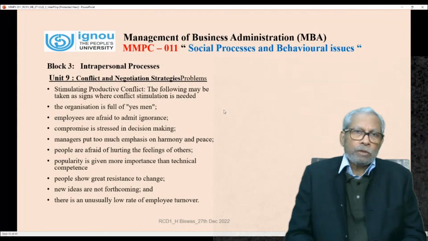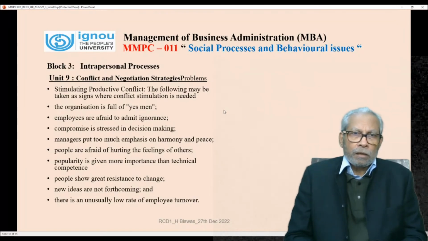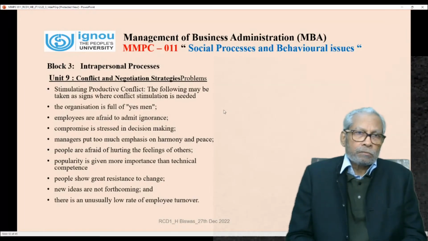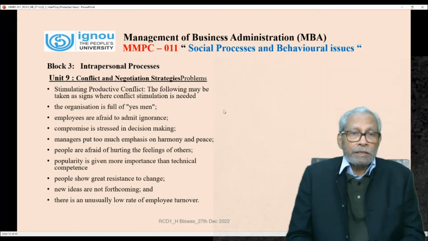So here actually we are talking about your strategy of what to do, that is, the stimulation of productive conflict. So this is the area discussed. I have highlighted some of the points. There are so many points up there. So people show great resistance to change in this area.